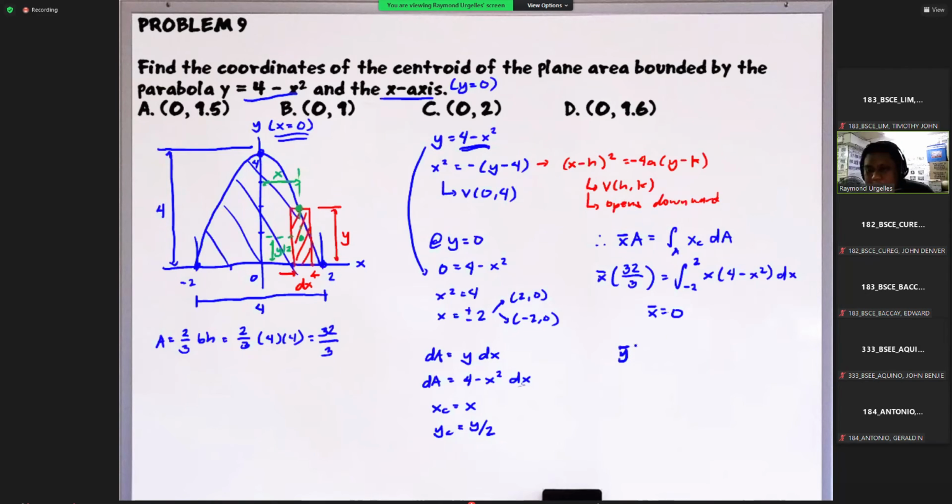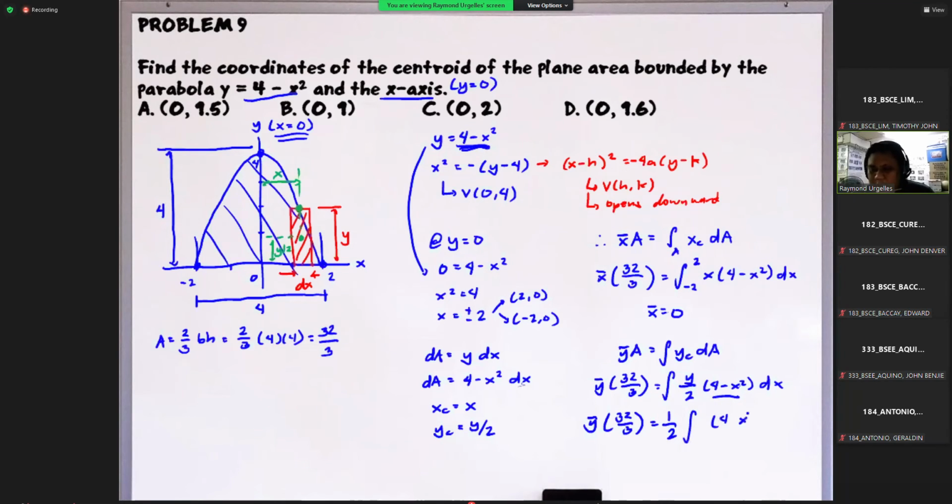Okay, so y bar A is equal to integral so ng y sub c dA, diba? So kaya y bar, so times 32/3. So this will be equal to integral, diba? So ng y sub c natin is y/2. Okay? So then yung dA natin, so is 4 minus x squared dx, diba? So pero yung y, so alam natin na 4 minus x squared lang. So then what we can do here is just 32/3. So we can factor out the 1/2 here. So 1/2. Tapos yung y natin, pareho lang nito. Diba? 4 minus x squared. So ibig sabihin, we can write that as 4 minus x squared dx.